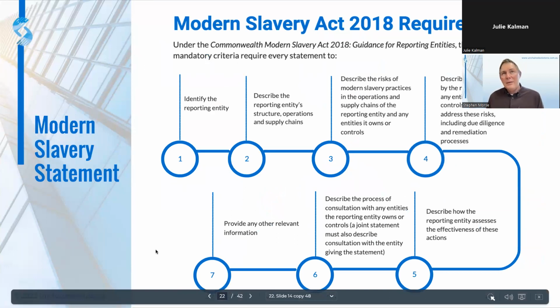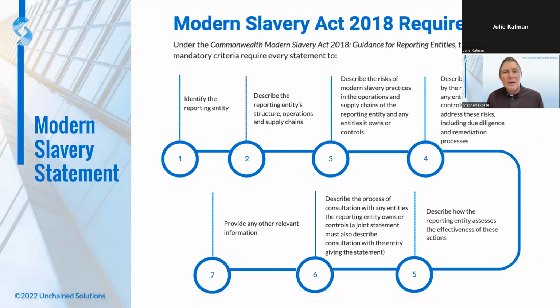The modern slavery statements are required to follow a structure. And so you can also see in the guidance for reporting entities, the document put out by the Commonwealth, the types of activities and actions that companies need to do in order to report effectively and comply with the law. I won't go through this in detail at the moment, but I just refer that to you. Actually, the best way to understand the Modern Slavery Act is to read the guidance for reporting entities rather than the legislation itself, because this describes what it is that companies need to do. Most of the activities here have to come in criteria 3, 4, and 5, where companies actually describe the risks.